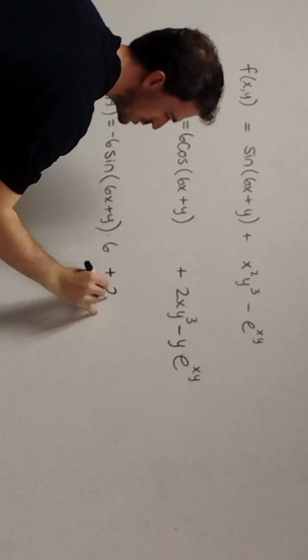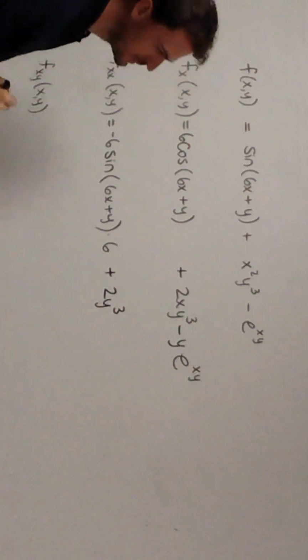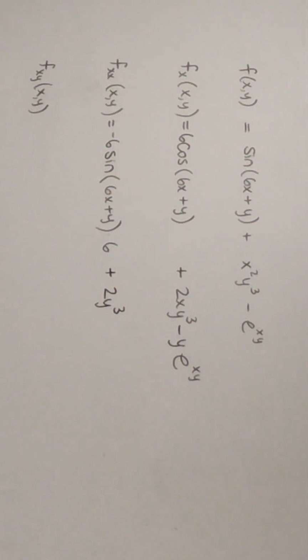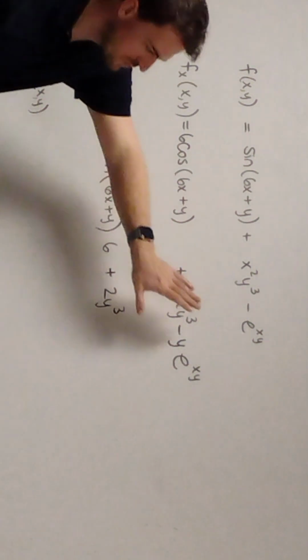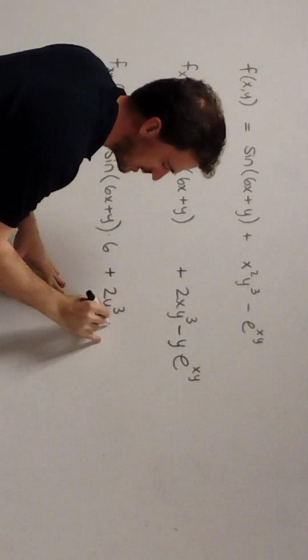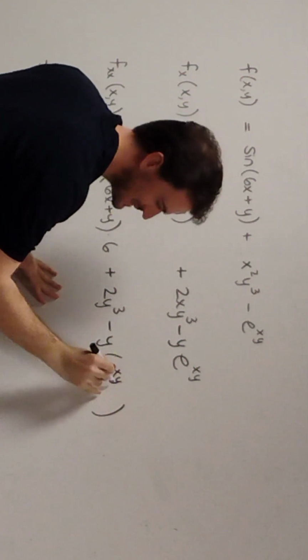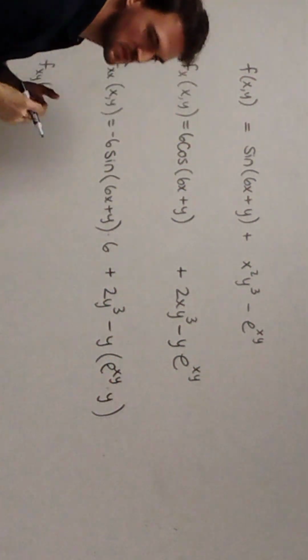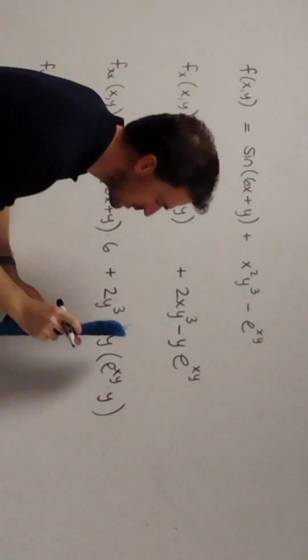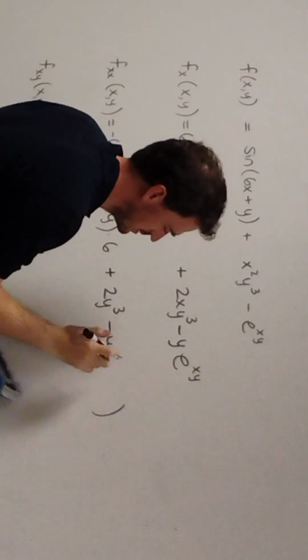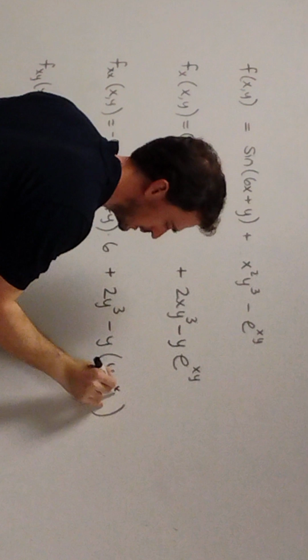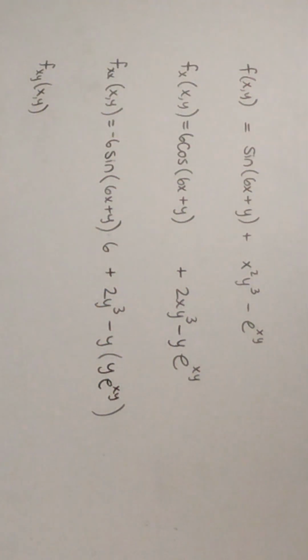Plus, that'll be 2y to the third. Derivative of e to the anything is e to the anything times the derivative of the anything. And yep, again, you could have written this as a y. And absolutely, you could have written it as a minus y squared, e to the next guy.